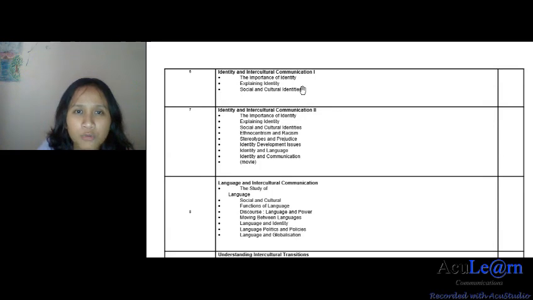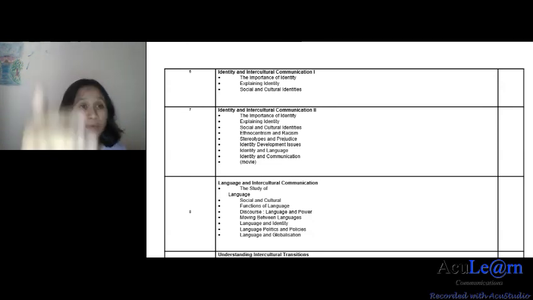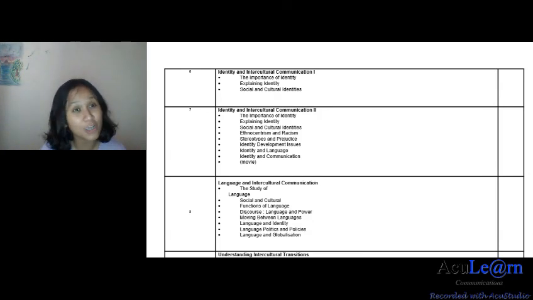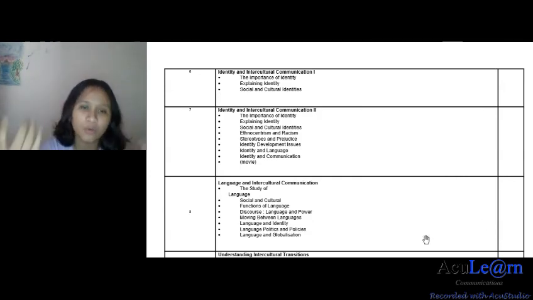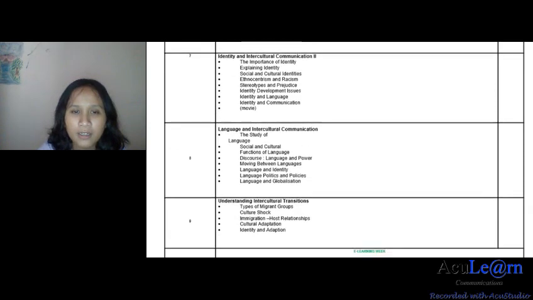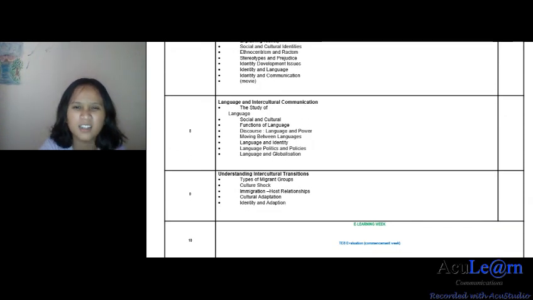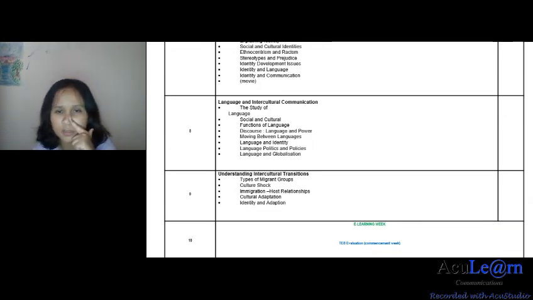Week 6 will be identity and cultural communication number 1. Week 7 will be identity and cultural communication number 2. This will be done online. Week 8 onwards, we'll be seeing each other face to face, hopefully, and we will do language and intercultural communication lecture and tutorial. Then I'll be doing understanding cultural transition, intercultural transition.